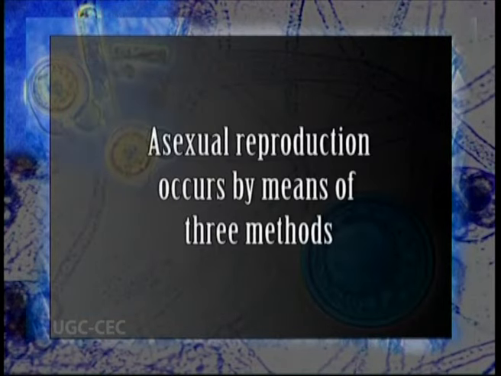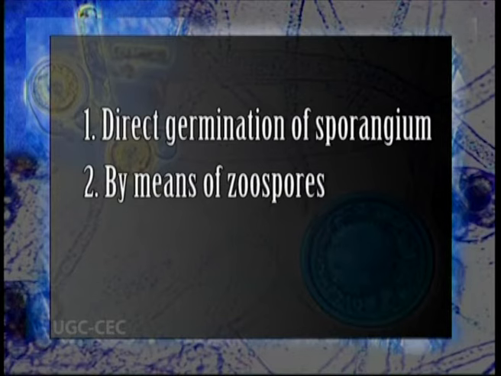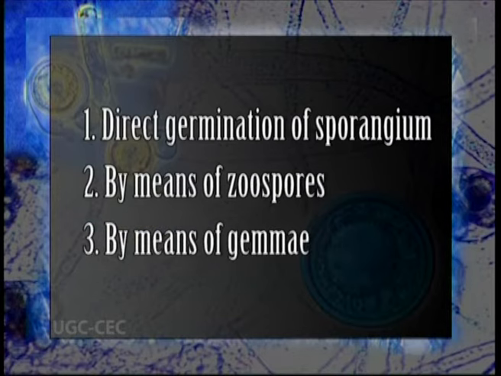Now, asexual reproduction. Asexual reproduction is favored by humid conditions. It occurs by means of the following three methods. Number one, direct germination of sporangium. Number two, by means of zoospores. Number three, by means of gemmae.